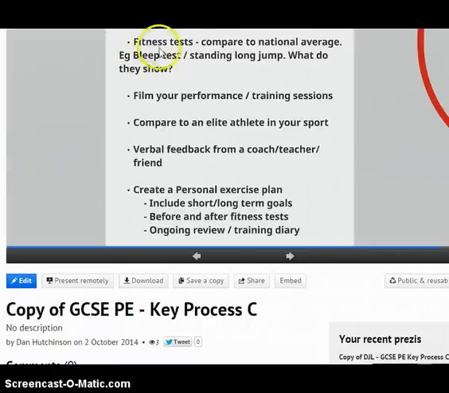Finishing off here, looking at some of those components for your action plan, looking at that fitness testing. You might want to film your performance, your training sessions, so that you can therefore talk about what you are going to do and how you've done it compared to an elite athlete, as we've already talked about, and get that verbal feedback from a coach, a colleague, or somebody else who's an expert on the area. Remember, you're talking about your experiences, your knowledge. Okay, talk to your teacher and talk about what might suit you best.